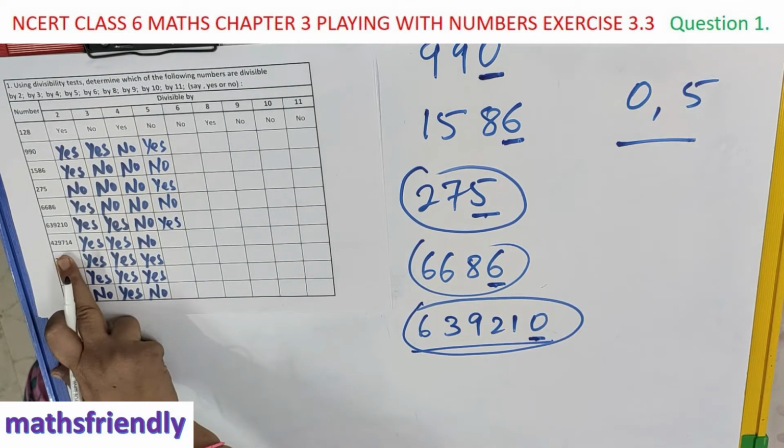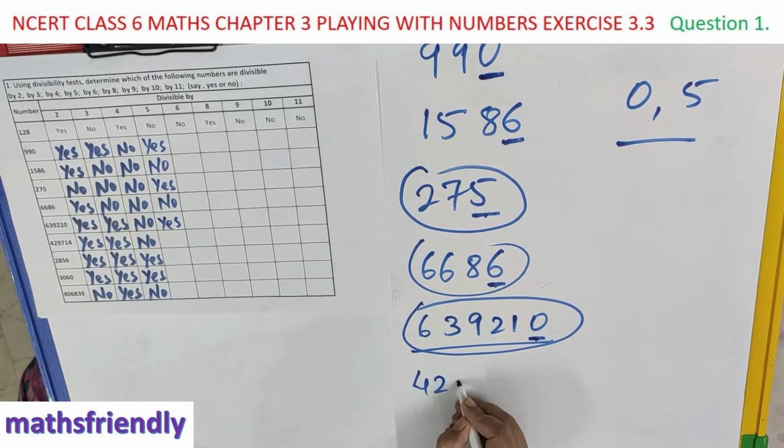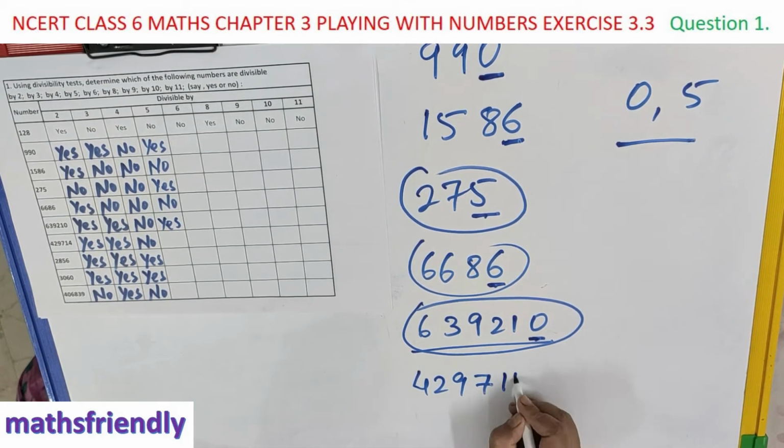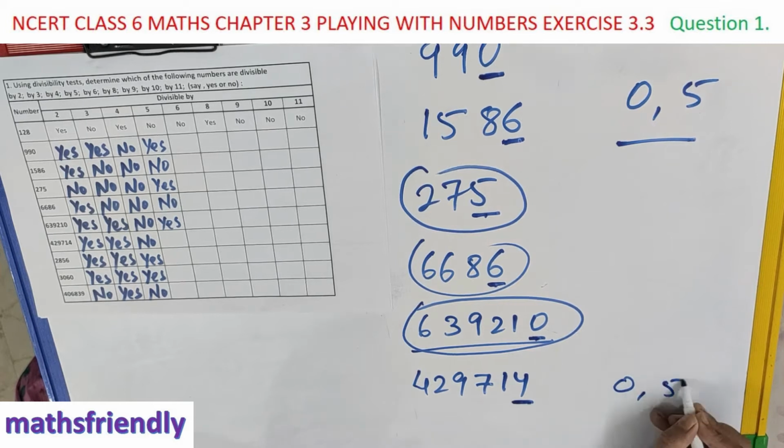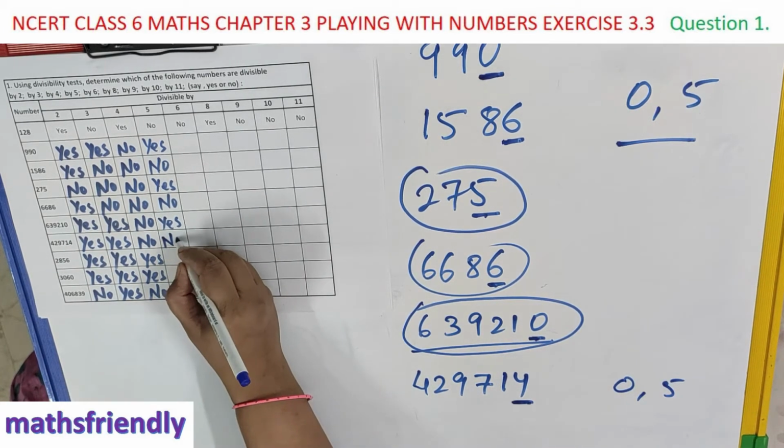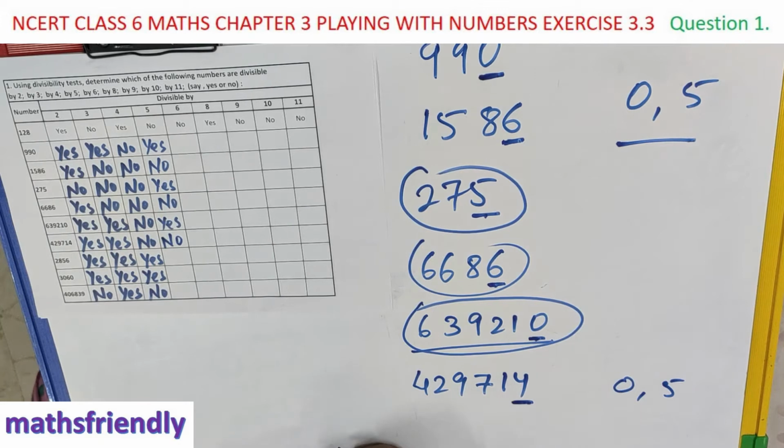See, this is also a large number, 429,714. This is a large number, right? It has 4 in its ones place, in its units place. It means this number is not divisible by 5 because the units place doesn't have 0 or 5. So no, this number is also not divisible by 5.